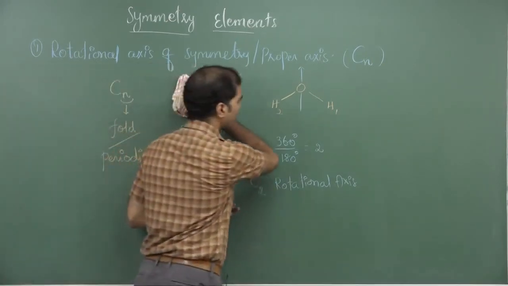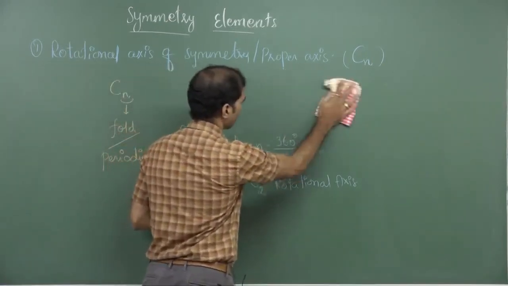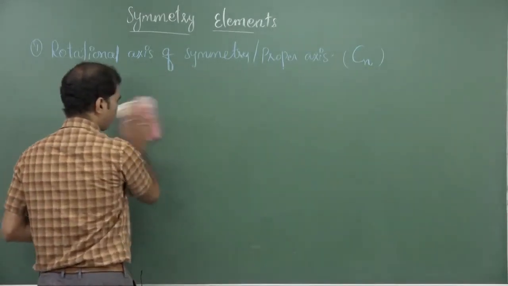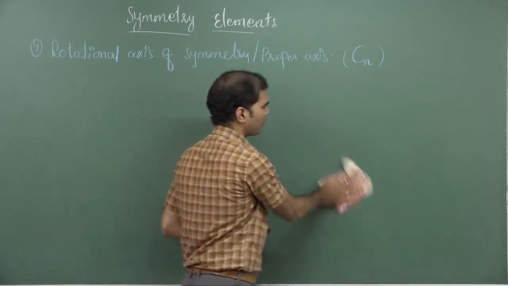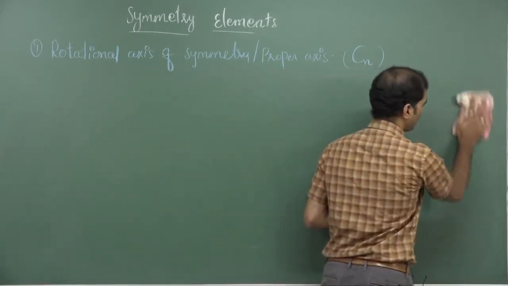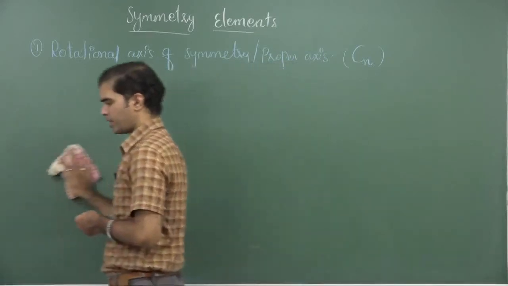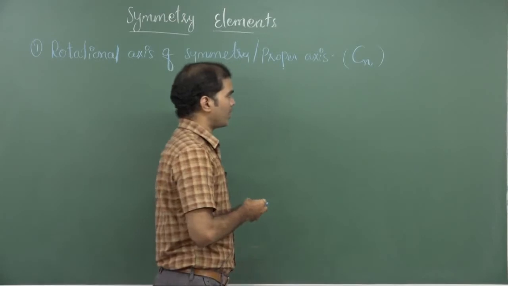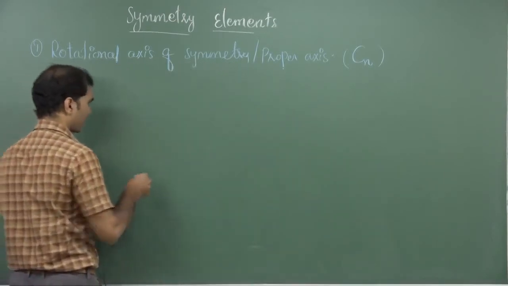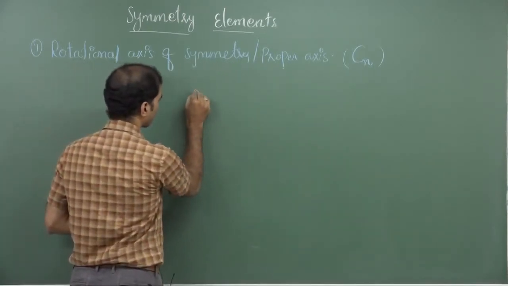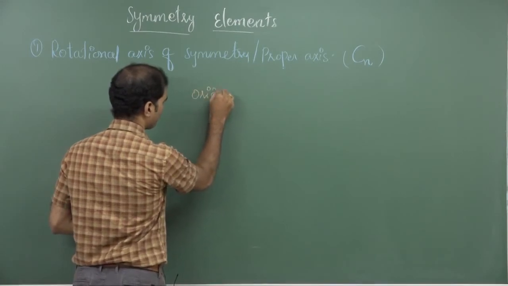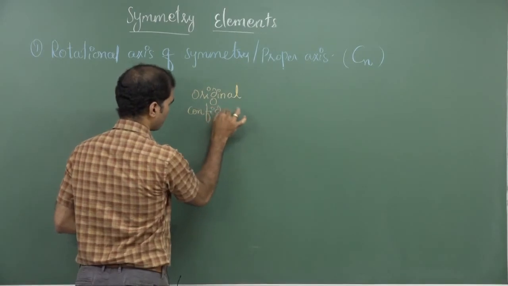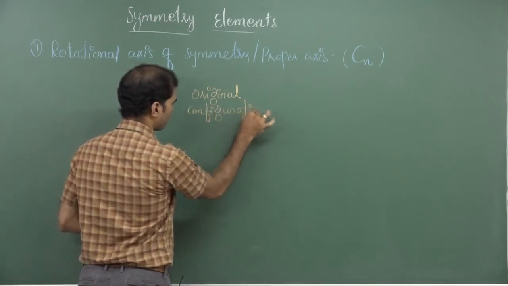terminology I will introduce? For rotational axis of symmetry, we have some different terminology, and whenever I say configuration, you need not confuse it with the stereochemical configuration in your organic chemistry. This configuration is just how the atoms are configured in a given molecule. First, let me start with the original configuration, or if you are confused with the terminology configuration, you can use the term orientation.